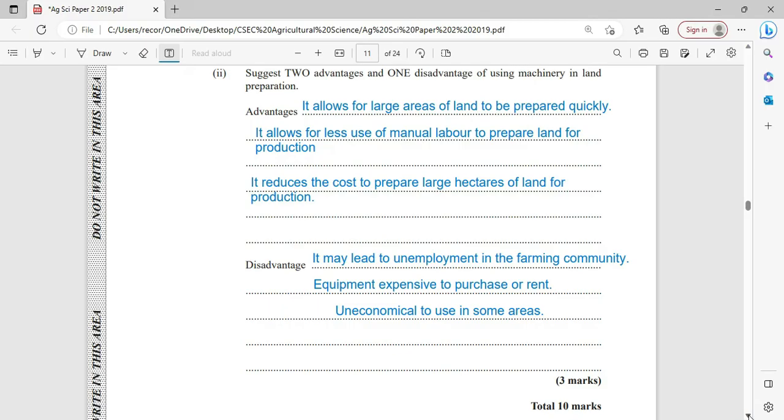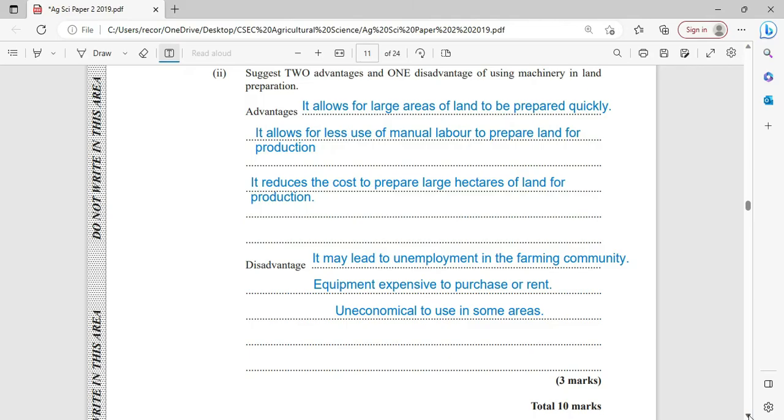Disadvantage: it may lead to unemployment in the farming community. Farms are not usually located in town, and if they do, it is really a farming town. So persons are relying on agriculture for an income. So when there is the use of machinery, the specialists, those men in the community who are very good at the fork and the hoe and the picker, of course, these persons would have been disenfranchised.